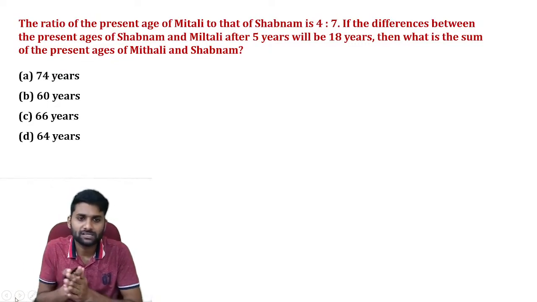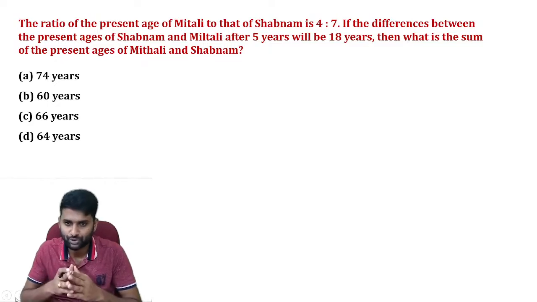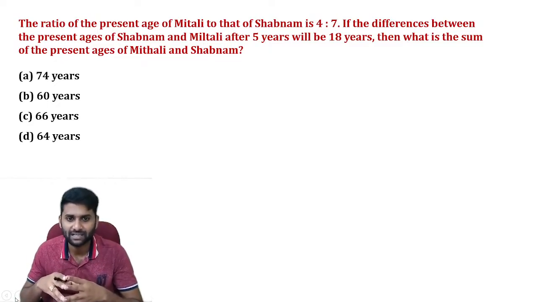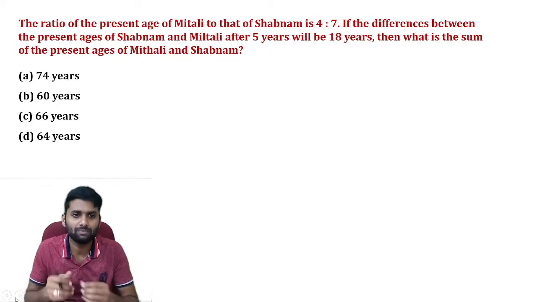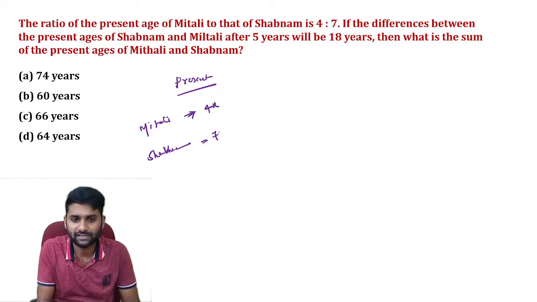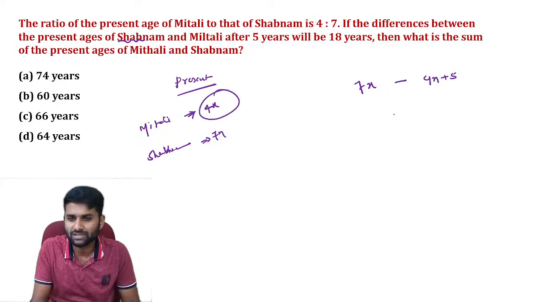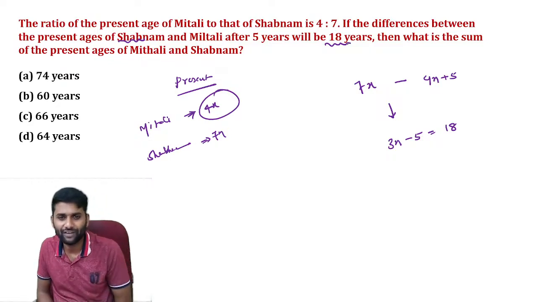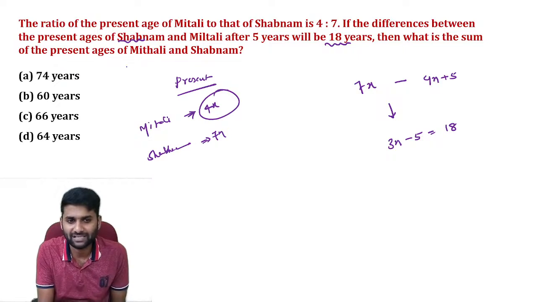Now see, the ratio of the present ages of Mithali to Sabnam is 4 is to 7. The difference between the present age of Sabnam and Mithali after 5 years will be 18 years. What is the sum of the present ages of Mithali and Sabnam? So they are talking about present. There are two persons here, Mithali and Sabnam. Here the age is 4x, here the age is 7x. Now the difference between the present age of Sabnam, 7x, and Mithali after 5 years, 4x plus 5. The sum of the ages is 11x.